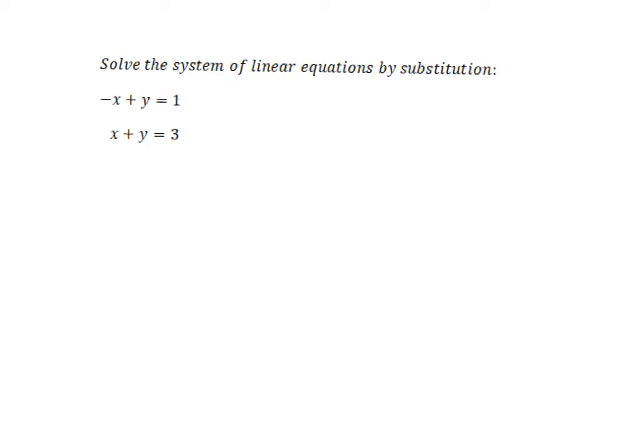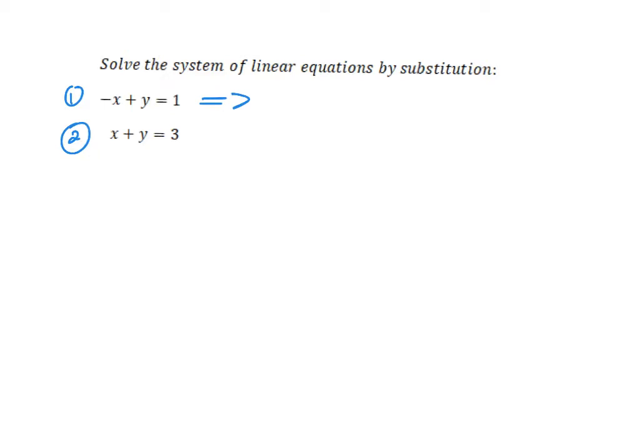Now another way to solve a system of linear equations is by using substitution. In the substitution method, the first step is to solve one of the equations for one of the variables, and then we substitute into the other equation. So we solve for x or y, and then substitute the value of x or y into the other equation. Let's start with this one. Let's call this one equation 1 and this one equation 2.